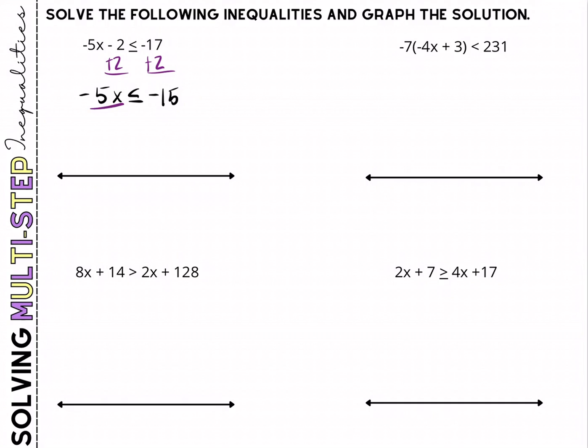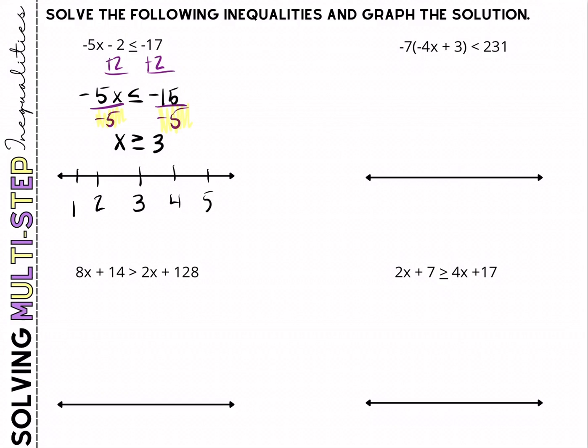Then I'm going to divide by negative 5. Oh, look, I divided by a negative. I'm going to highlight that just to make emphasis of that. Then x is greater than or equal to 3, because negative 15 divided by negative 5 is positive 3. So 3, 4, 5, 2, 1.